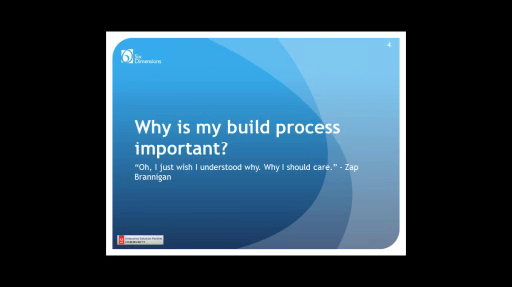So, why is my build process important? This is something that I have heard several times. People say, well, it's really not that big of a deal. Our code gets deployed, or I'm on a small project, or, it works. Why change it? Why rock the boat? And I think that there are some real problems if you have a subpar build process.